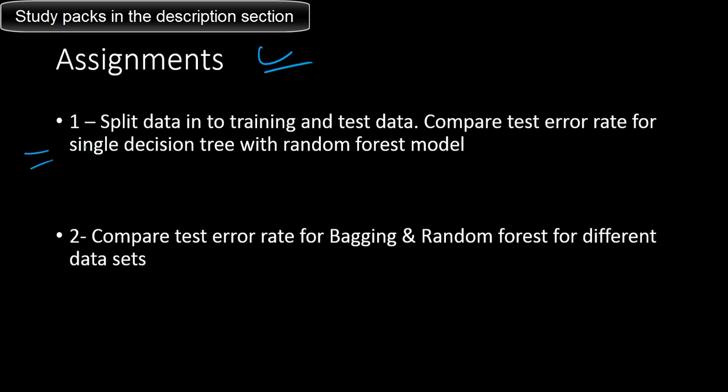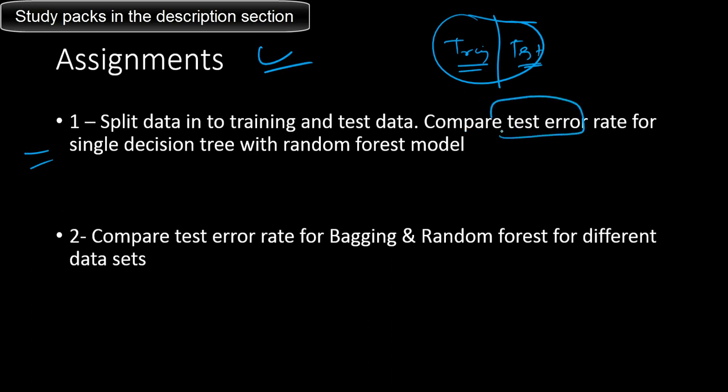The first assignment is you split the data set into training and test data. Remember, I did not split the data into training and test data. Ideally that should be the way of building a model. So I encourage you to do that, and then compare the test error. We compared the training error, and that's not the ideal way to compare two different models. So just compare the test error rate for a single decision tree with the random forest model.